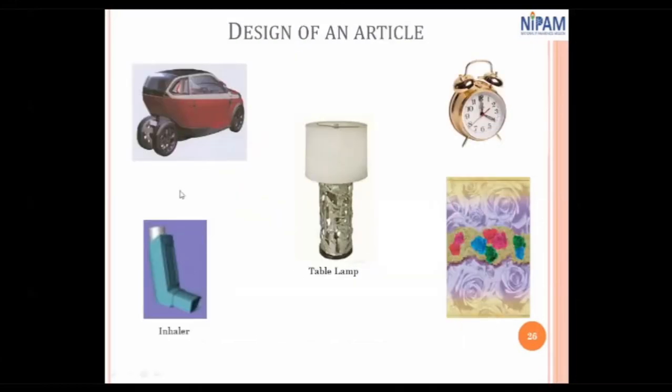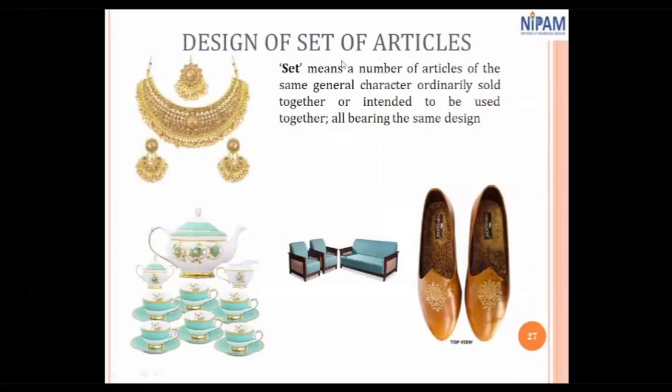Like you can see, these are all innovations brought about in the designing of a product, like the wall clock, the table lamp, the inhaler. They are already pre-existing, but we have been constantly bringing changes in the design of these articles. Then there is design of a set of articles. A set means a number of articles which are generally sold in a bunch or group. Whenever we go to buy shoes, we always talk about a pair. We do not buy a single shoe. When we buy necklaces, we generally buy them as sets. When we talk about utensils, we generally buy them in sets. So these are called designs of sets of articles.